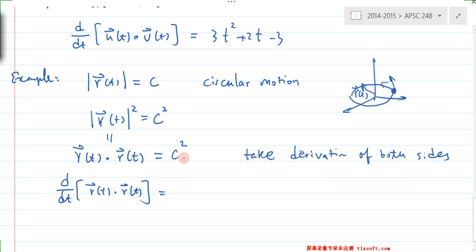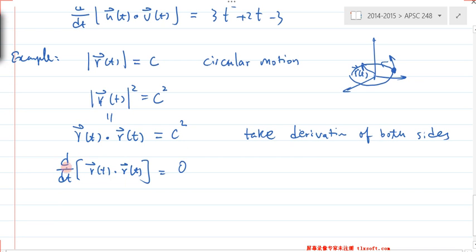So this is a constant. So the constant derivative is basically 0. Okay, and then this side here, that's kind of a product rule, right? We can make use of it because there are two vectors dotted with each other here. So apply the product rule, which gives us r prime of t dot r of t, plus r of t dot the second one prime, equal to 0. Okay?